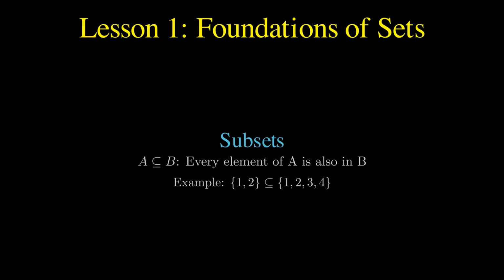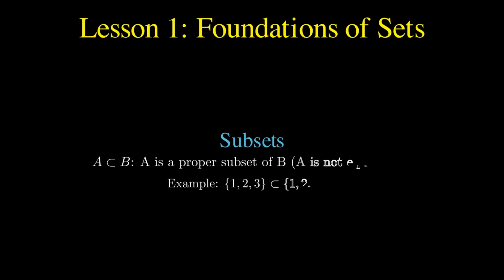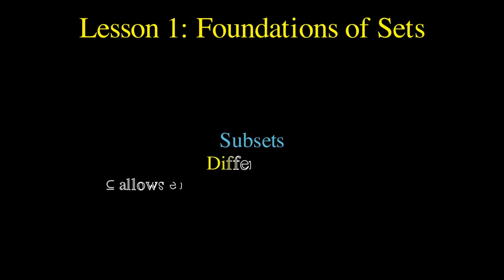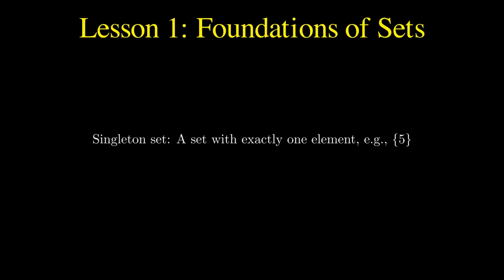But there's also a special case, a proper subset. Here, A is a subset of B, but A is not equal to B. For example, {1, 2, 3} is a proper subset of {1, 2, 3, 4}. And what's the difference? The normal subset symbol with equality allows equality, but the symbol without equality means A must be strictly smaller than B. A quick note, a singleton set is just a set with exactly one element, like {5}.